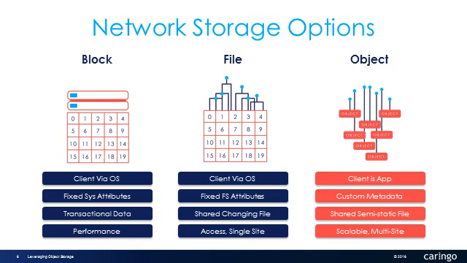For object storage, the client or access method is usually an application over HTTP. And system or custom information about the file is stored in metadata. So an object is ideal for shared, infrequently changing files and for scalable multiple site deployments. So now that we've established the network storage technology options, let's take a closer look at business issues that are driven by this changing landscape of enterprise data.